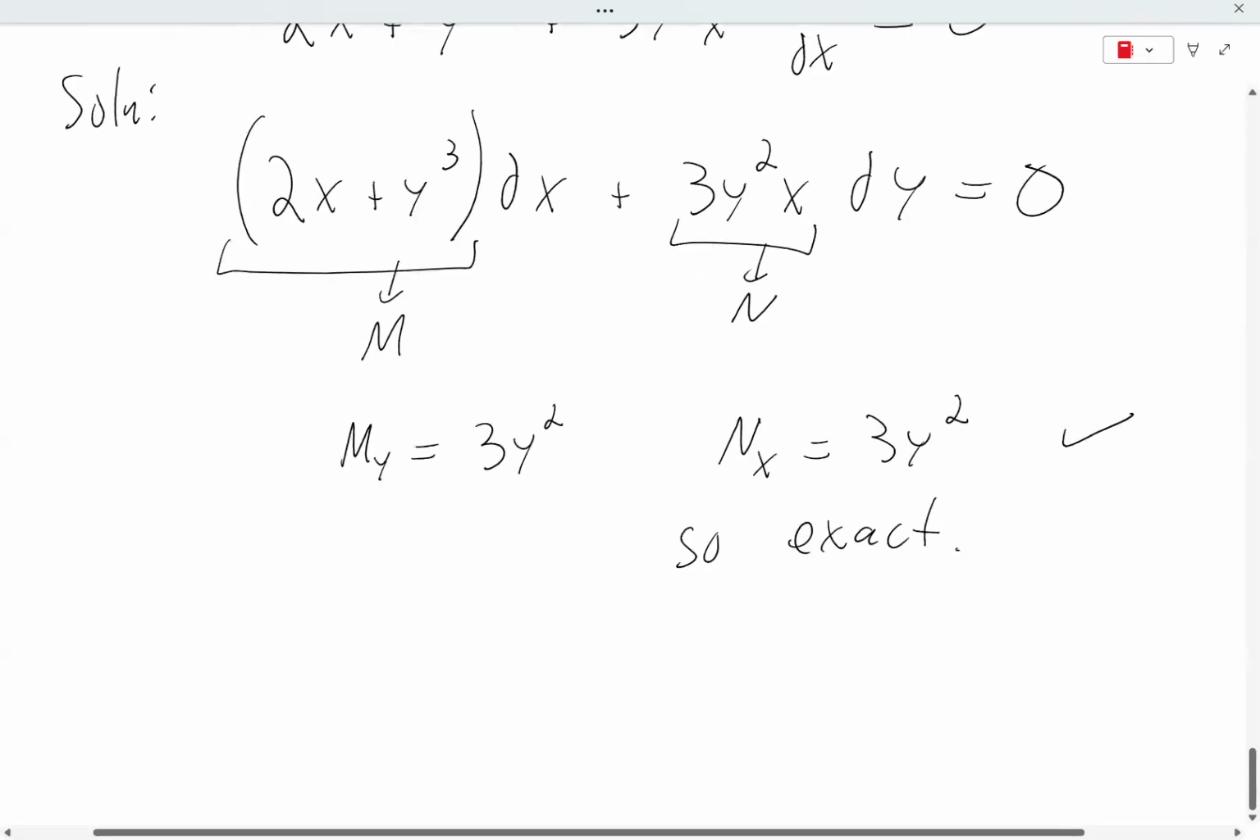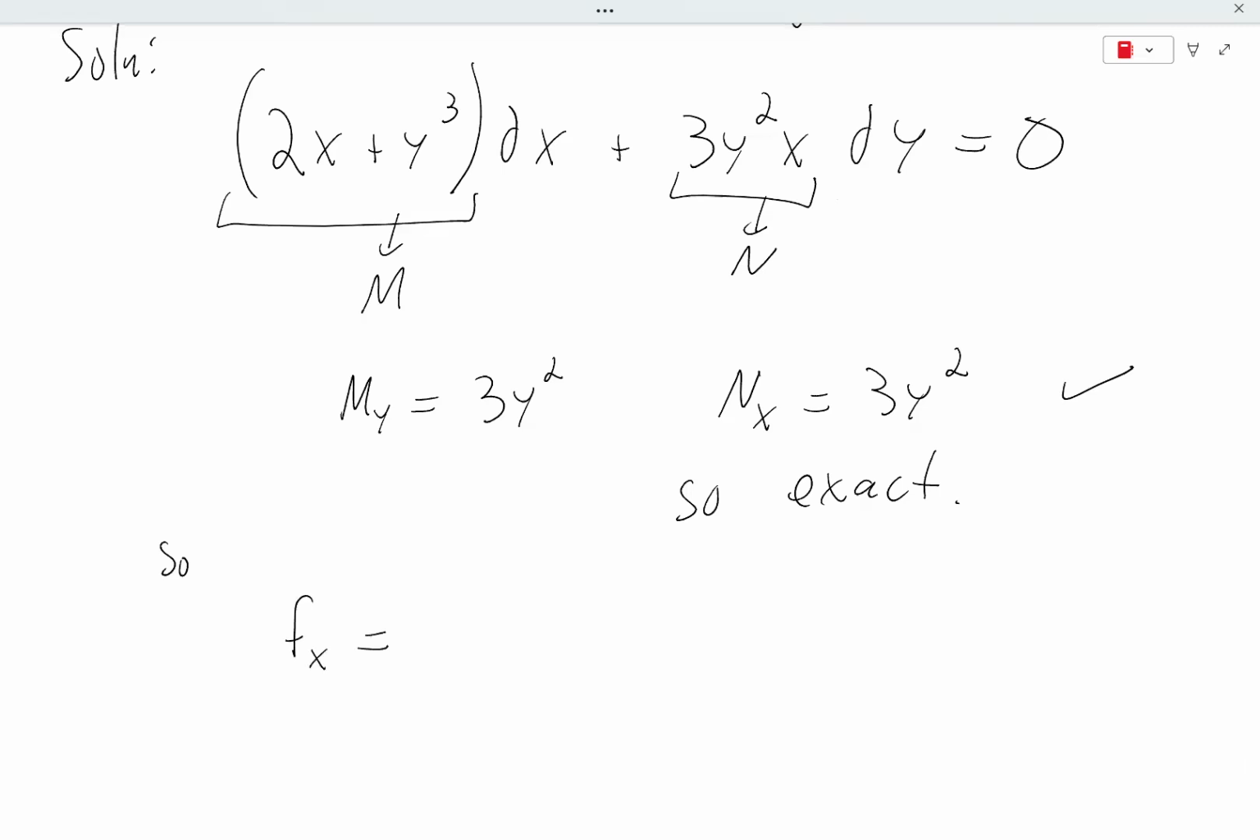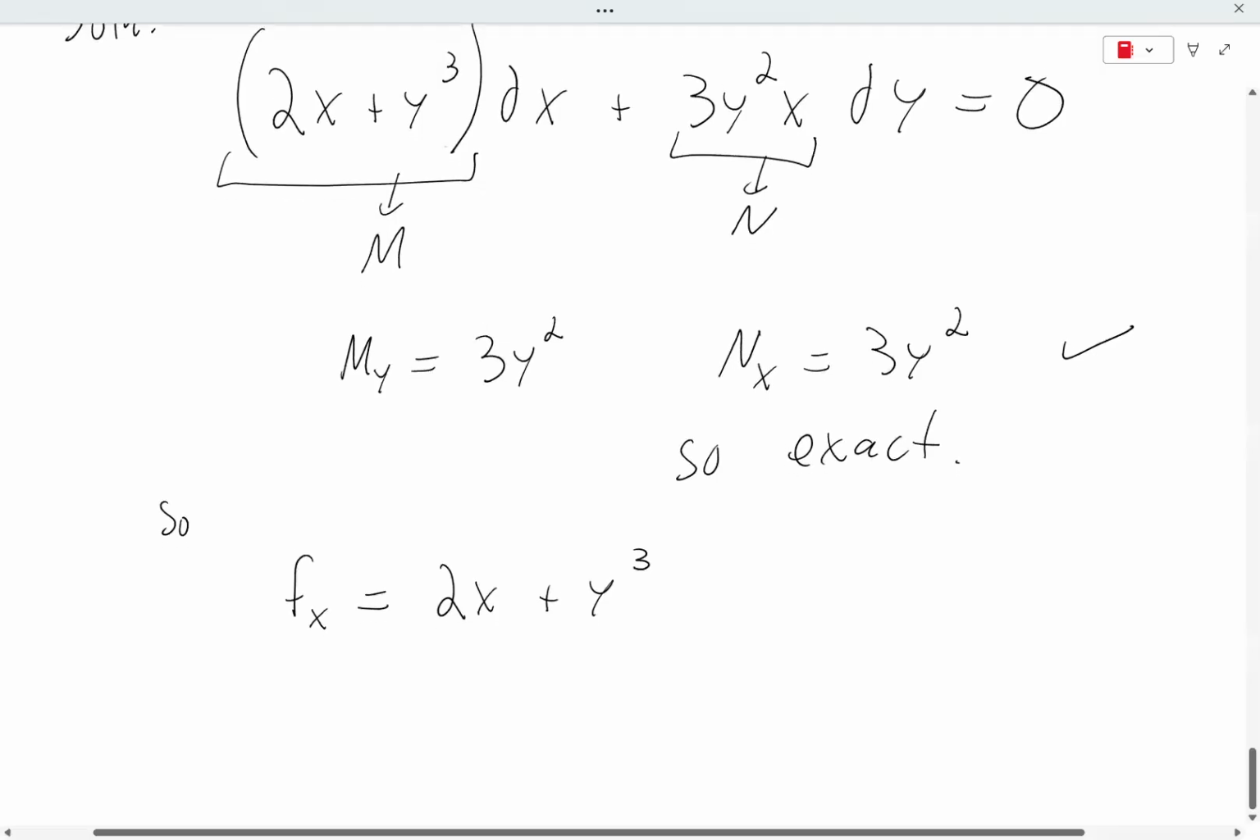Okay, now you back up here then, right? This is the M and this is the N. So what you do here then, this M is going to be f sub x. So m is equal to f sub x. Apparently, this is the partial with respect to x of something. So f sub x equals 2x plus y cubed, like this. And we're trying to recover now the f of x, y here, right?